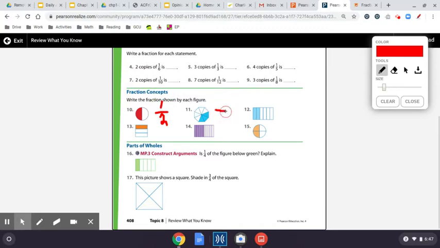So I'm going to do the same thing here. How many pieces make up my whole? 1, 2, 3, 4, 5, 6, 7, 8. 8 pieces make up my whole here. So I'm going to write my 8. And then how many pieces are shaded in? How many are they talking about? 1, 2, 3. So I have 3/8 here. So you're going to do the same thing for all of these up to 15.